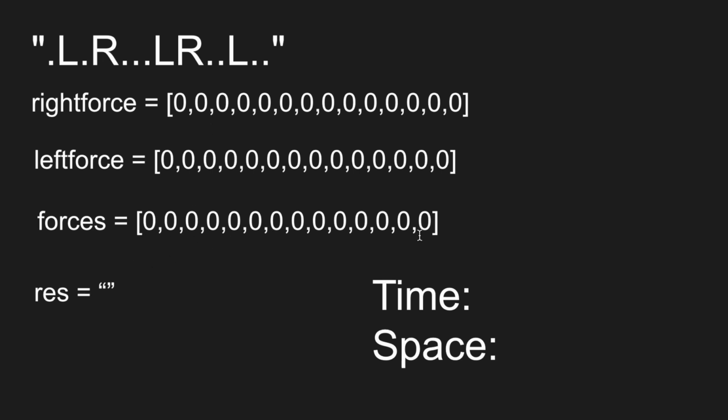And then we will go through forces. If the element is positive, then we will add R. If it is 0, we add the dot. If it is negative, then we add L. So let's go through this example real quick.